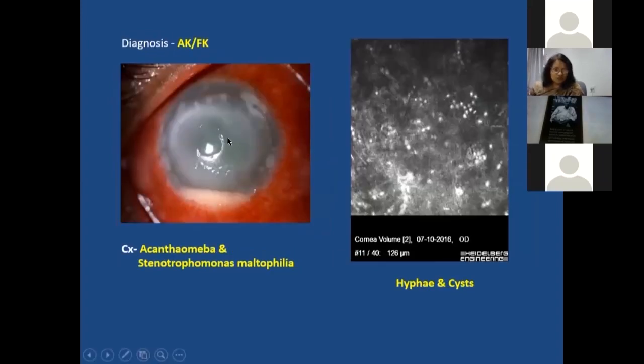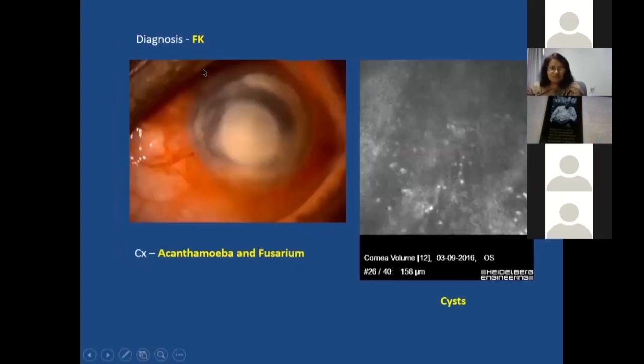Coming to this, we thought either it's an acanthamoeba or there is a fungal keratitis, but the culture was positive for both acanthamoeba as well as for a gram-negative bacteria. On confocal, you see some amount of hyphae too, apart from the cysts. Once again, the diagnosis was fungal keratitis. You can see the cysts on the scraping; both acanthamoeba and Fusarium grew.